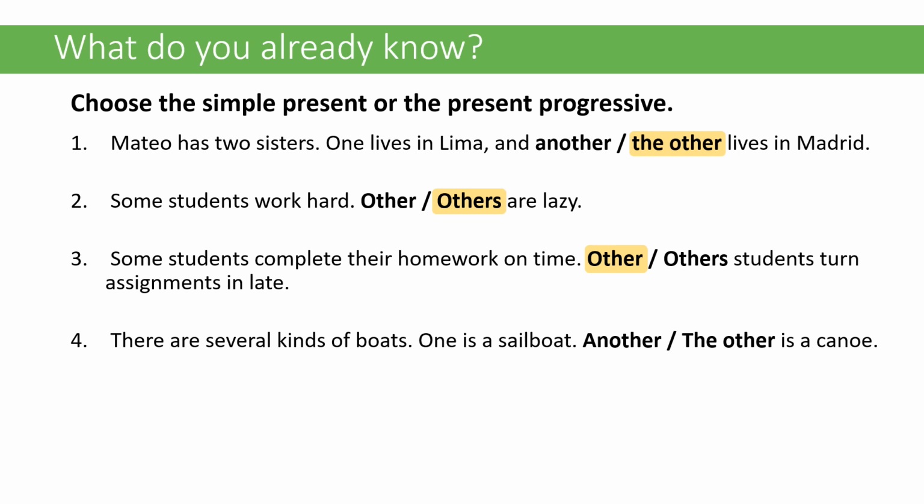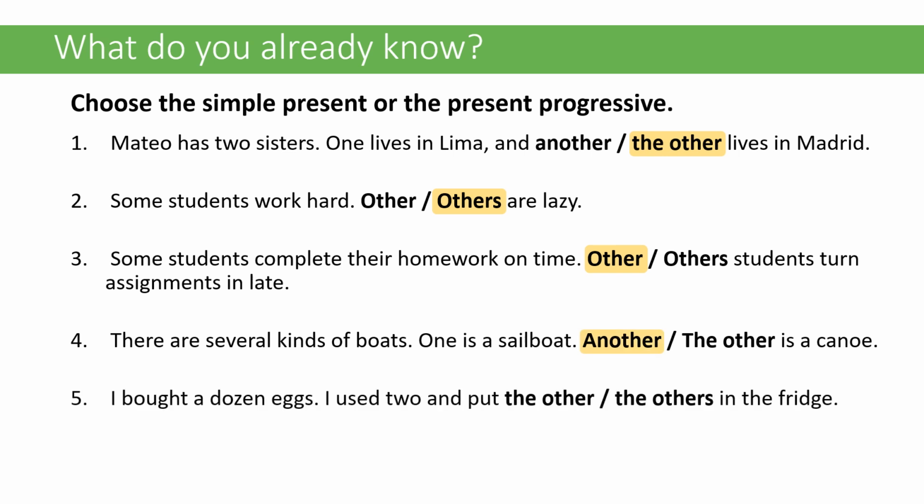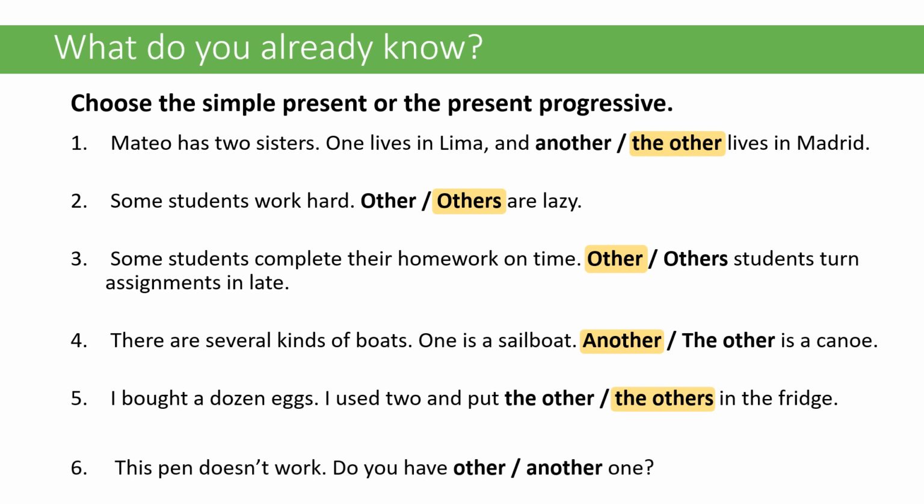Number 4, there are several kinds of boats. One is a sailboat. Another is a canoe. Number 5, I bought a dozen eggs. I used 2 and put the others in the fridge. Number 6, this pen doesn't work. Do you have another one?